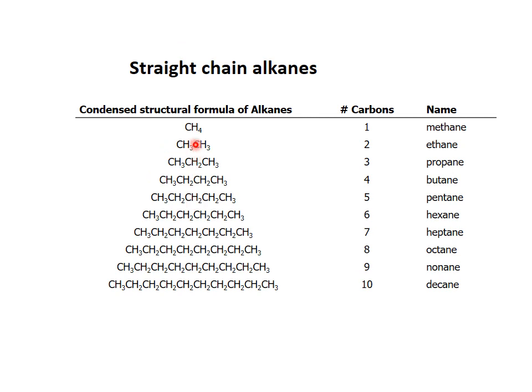And here we have the condensed structural formula of all straight chain alkanes from n equal 1 till n equal 10. In the condensed structural formula, the C-H bond is not represented.